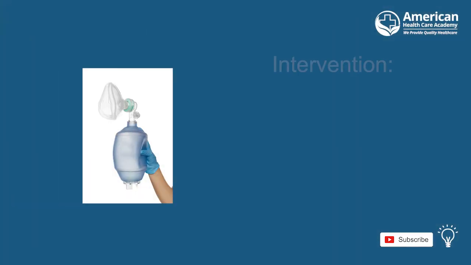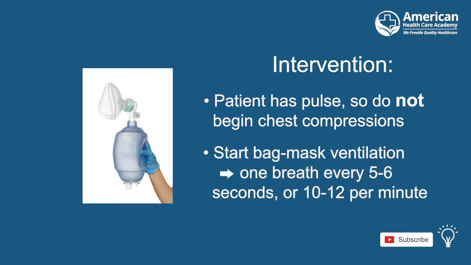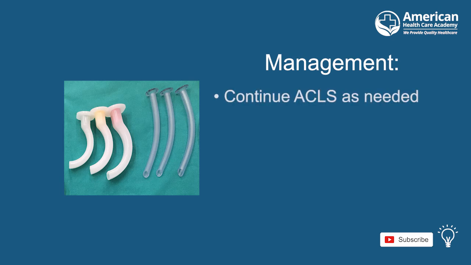Next, you may intervene. As you have determined that there is a pulse, do not start chest compressions. Now you can start bag mask ventilations at a rate of 1 breath every 5 to 6 seconds or 10 to 12 breaths per minute. Now, to manage the situation, continue with ACLS survey as necessary.